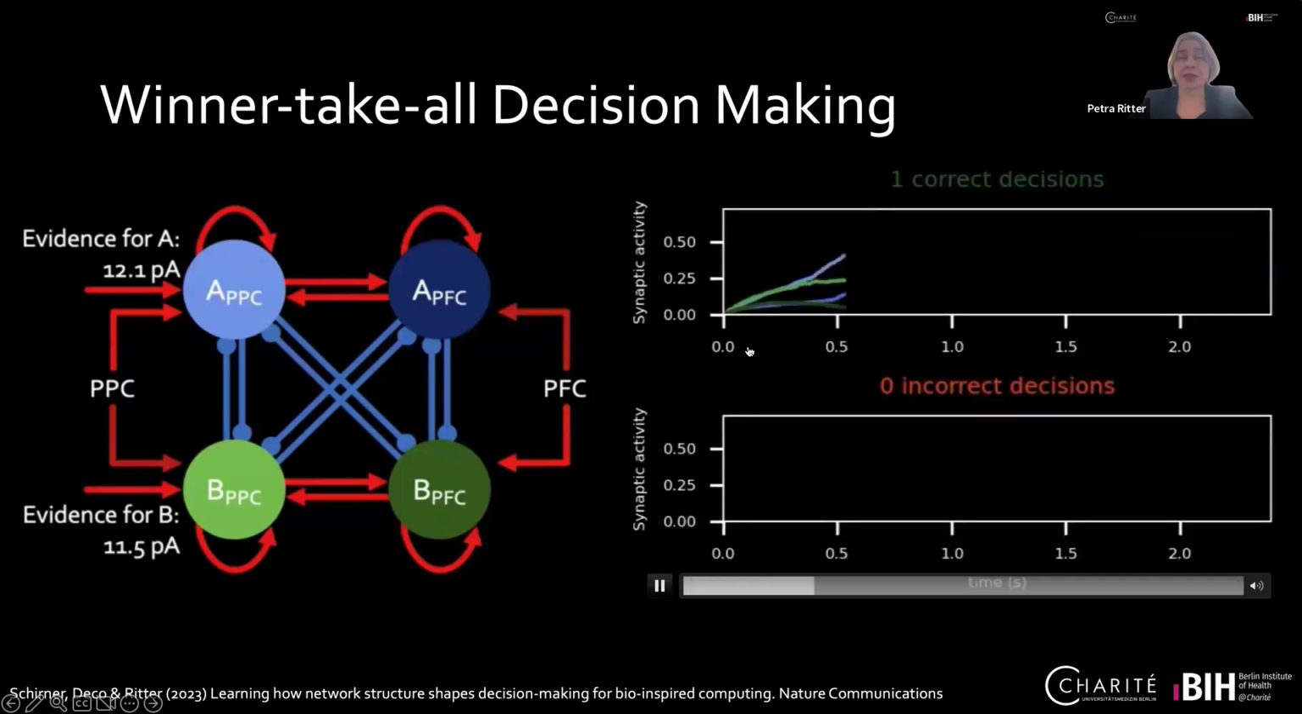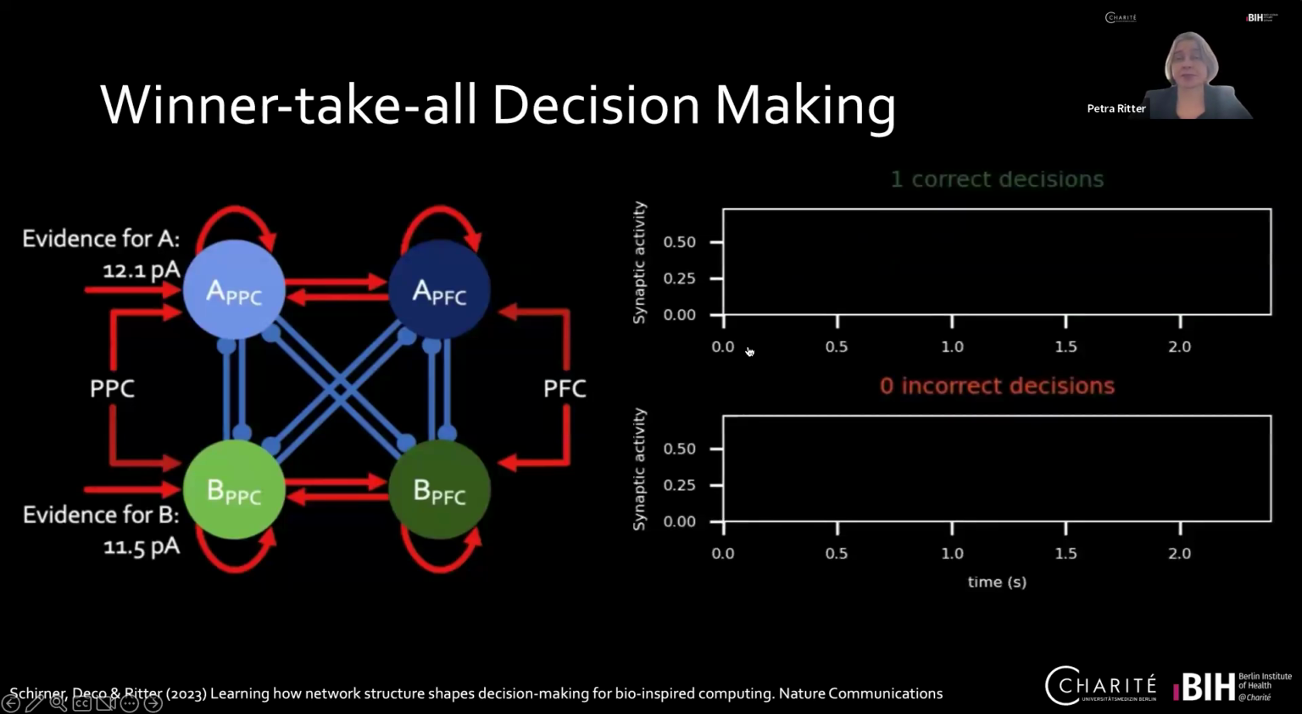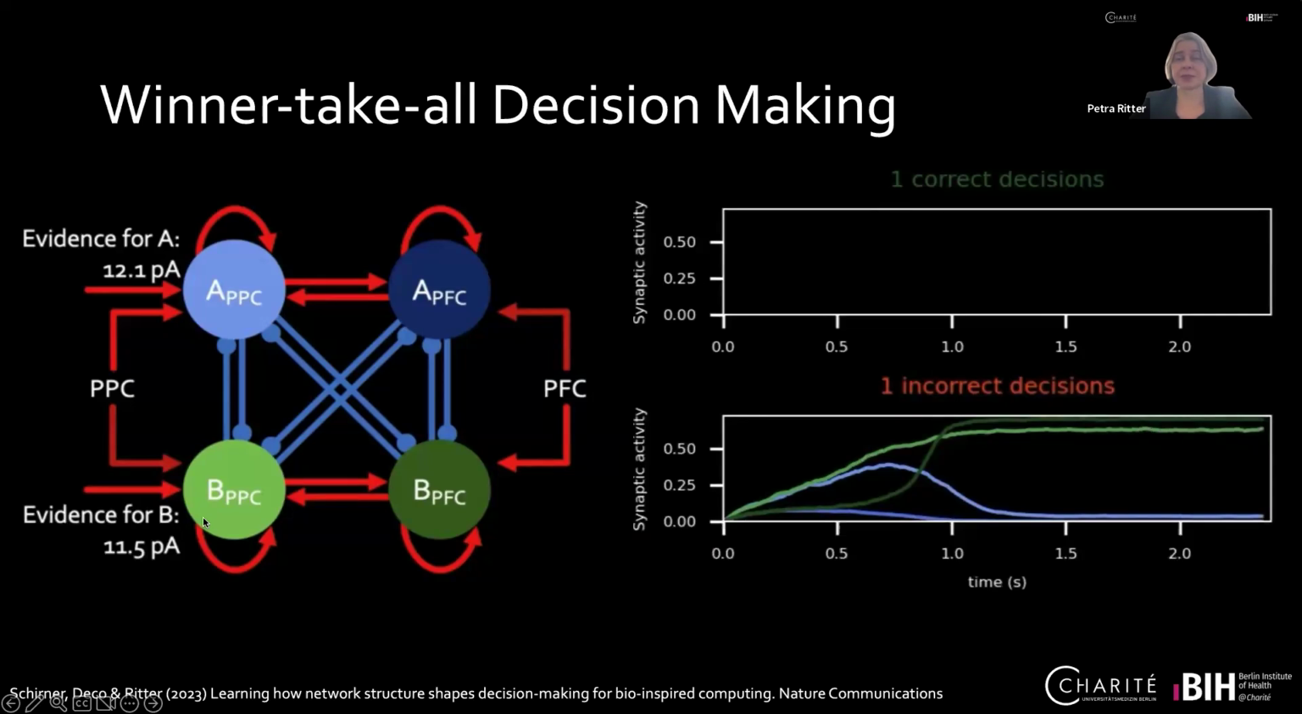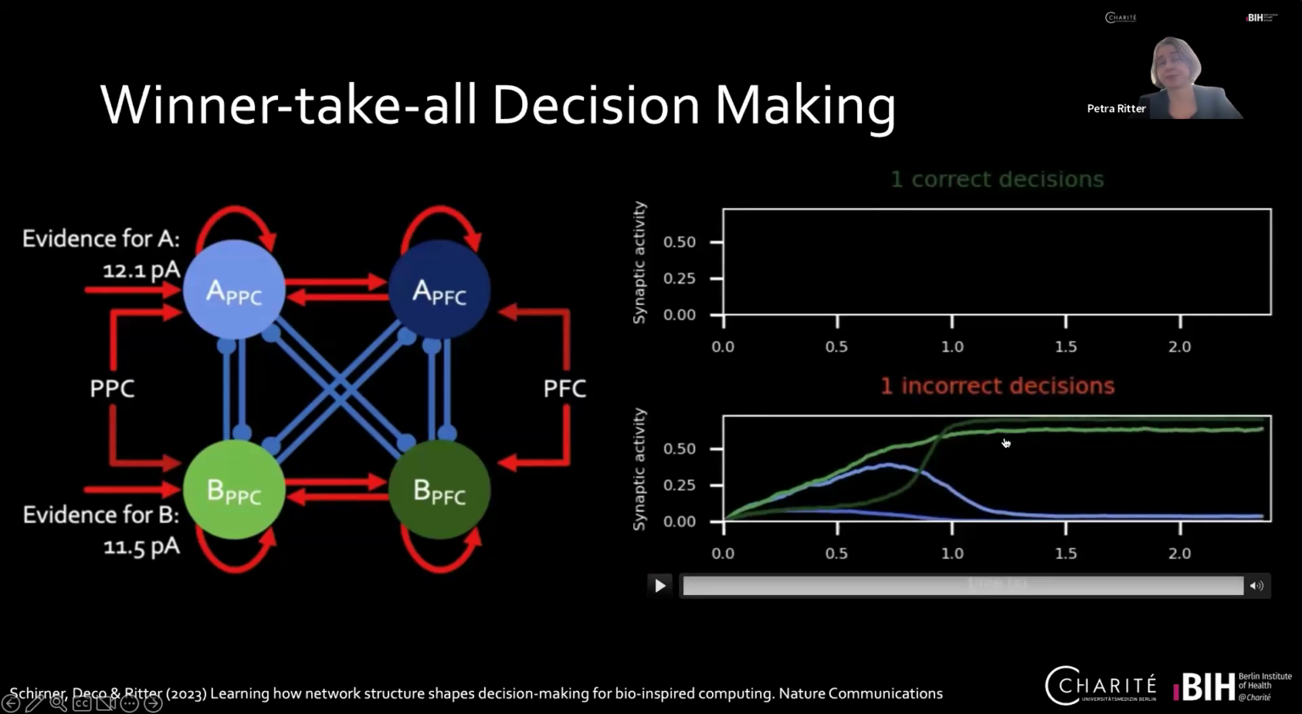Now we do another simulation. And here in this example, you see that the green populations are going to the high activity level, the high attractor state of no return. So in this example, despite the evidence being higher for population A than for population B, the green population would win, and this would be an incorrect decision.